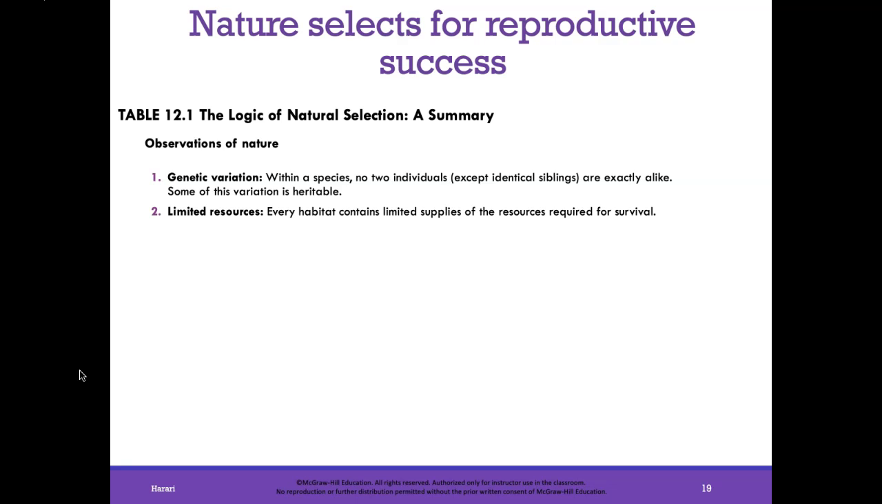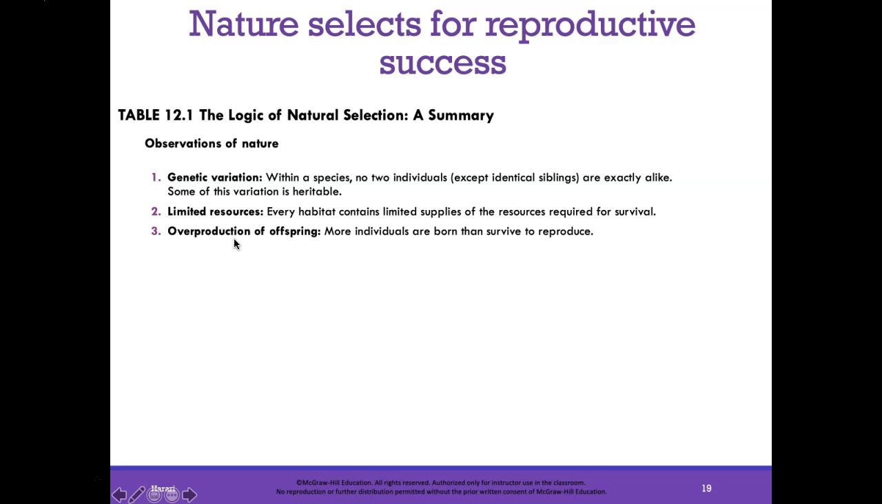Darwin also observed that there are limited resources in every habitat. Right, there are limited supplies of the resources required for survival. And he also noticed that there's overproduction of offspring, and that in all species, more individuals are born than can actually survive long enough to reproduce.